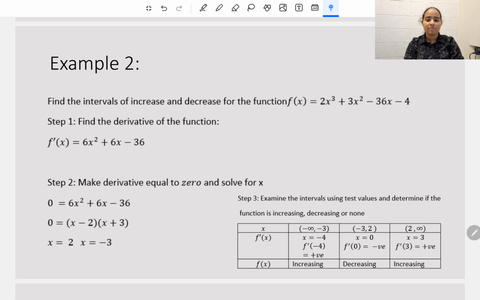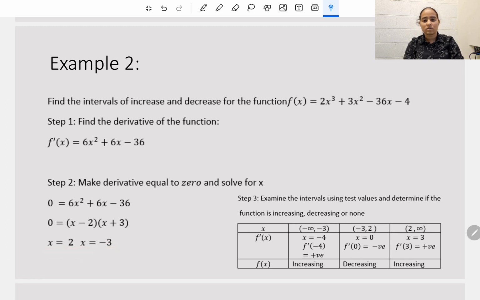Next, we make f prime x equal to 0, because when f prime x is equal to 0, the function is neither increasing nor decreasing. The function is flat. So if we make f prime x equal to 0, we can write 0 equals 6x squared plus 6x minus 36. Now we can solve for x. So 0 equals x minus 2, x plus 3. Therefore, x is equal to 2 and x is equal to negative 3.